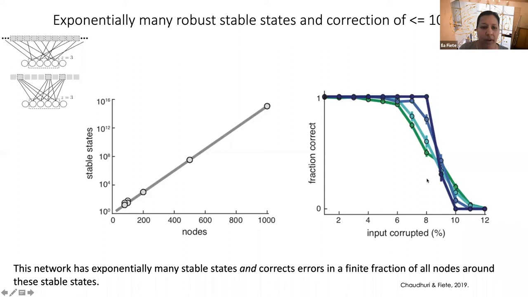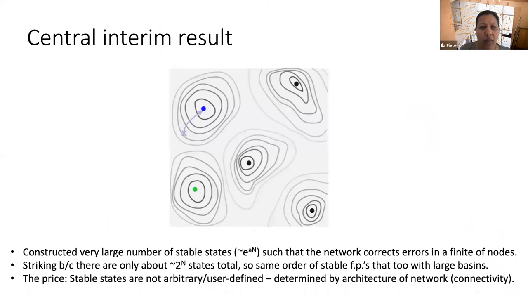So that is now our construction of this network that has a number of robust fixed points with large basins, and that is kind of our interim result. We've constructed these states, which are well spaced out in the coding space, and in such a way that the naive Hopfield dynamics can do error correction on those states.